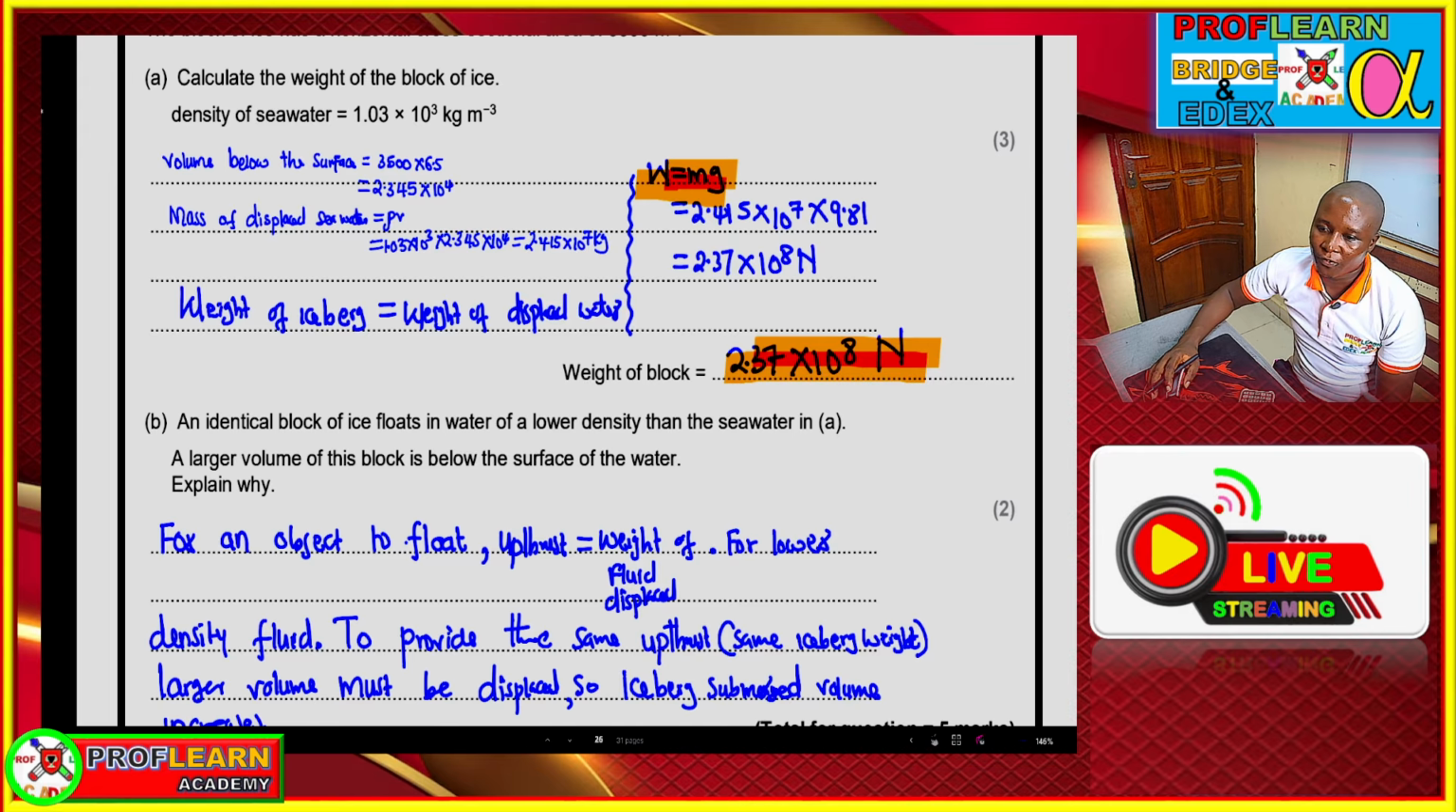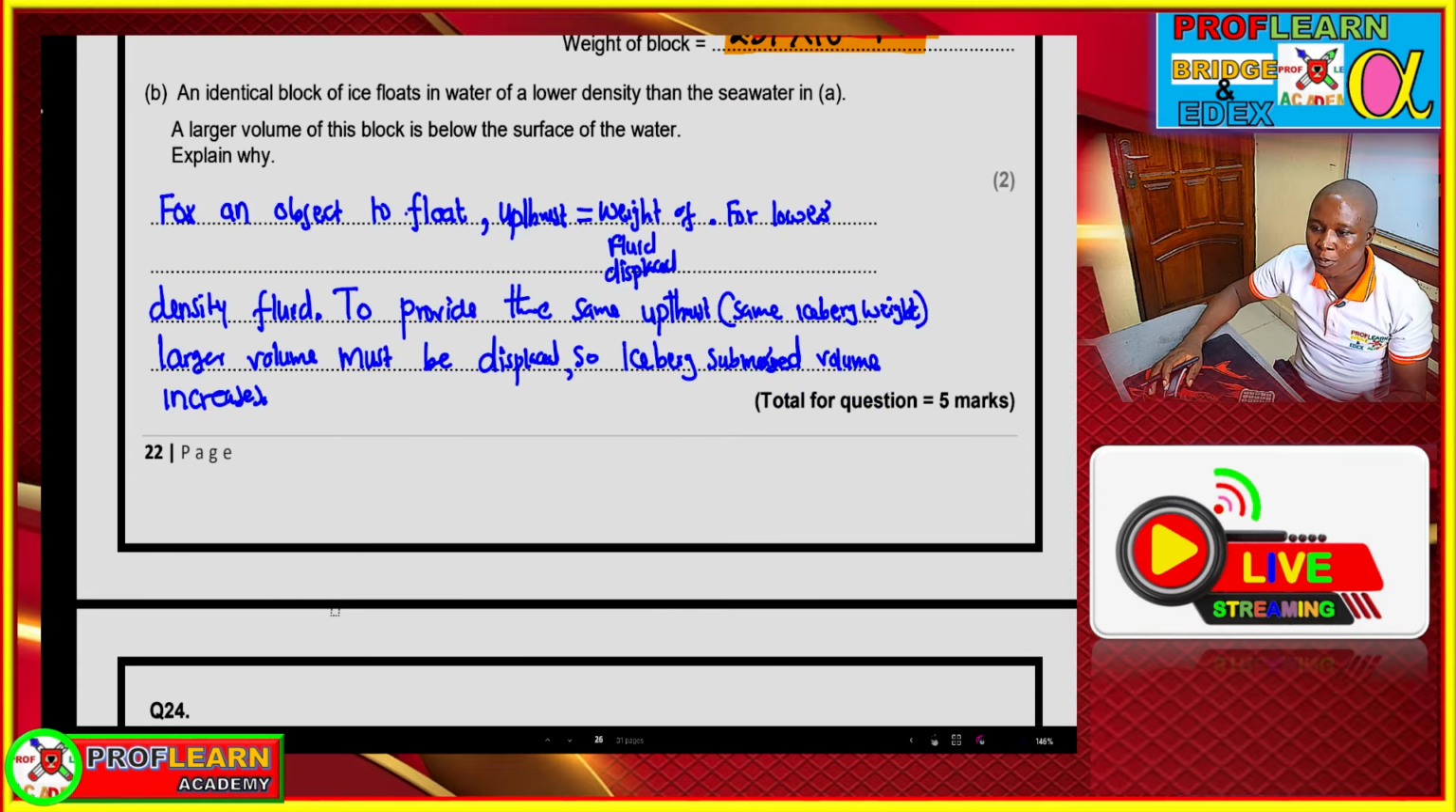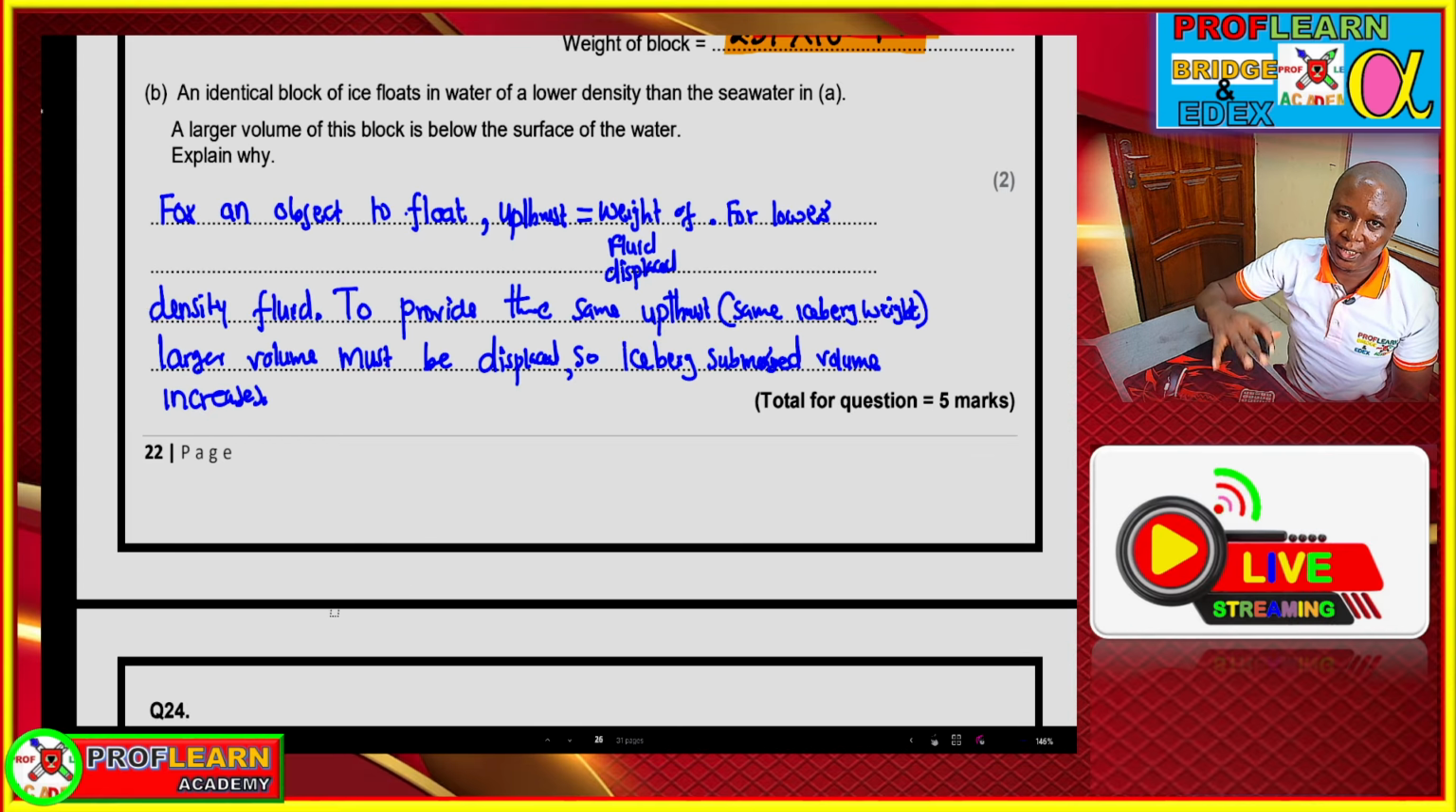An identical block of ice floats in water of lower density. So if it floats on water of lower density, it means it's going to experience less upthrust. So it has to sink further so that it can displace more water. Yeah, so that is exactly what we're going to say here. For an object to float, remember upthrust must be equal to the weight. Now for lower density fluid, to provide the same upthrust, more liquid has to be displaced, and that is achieved by the block sinking deeper.